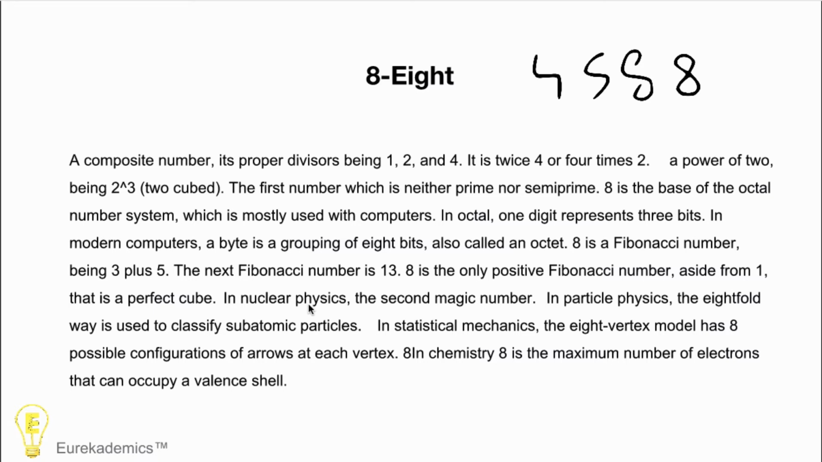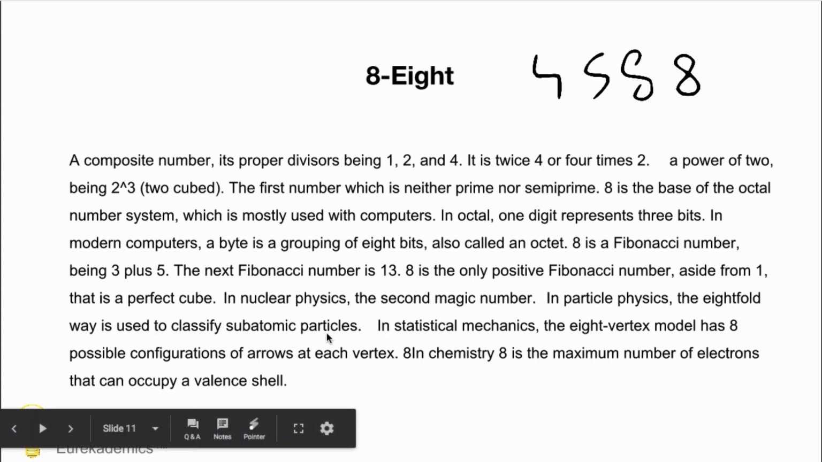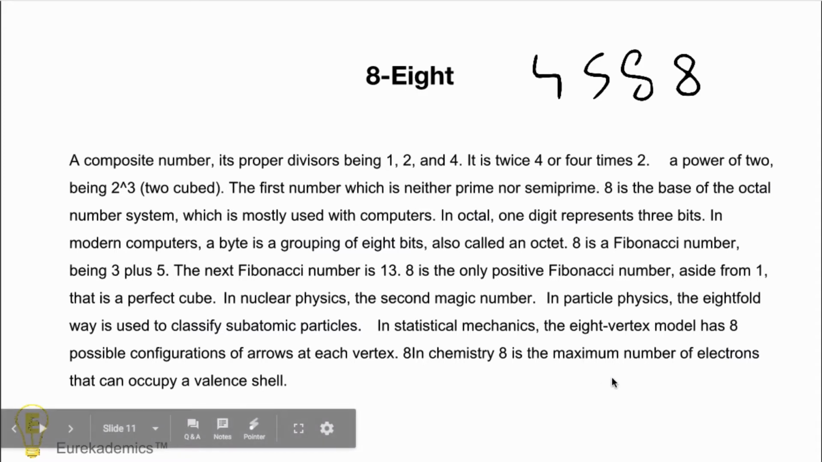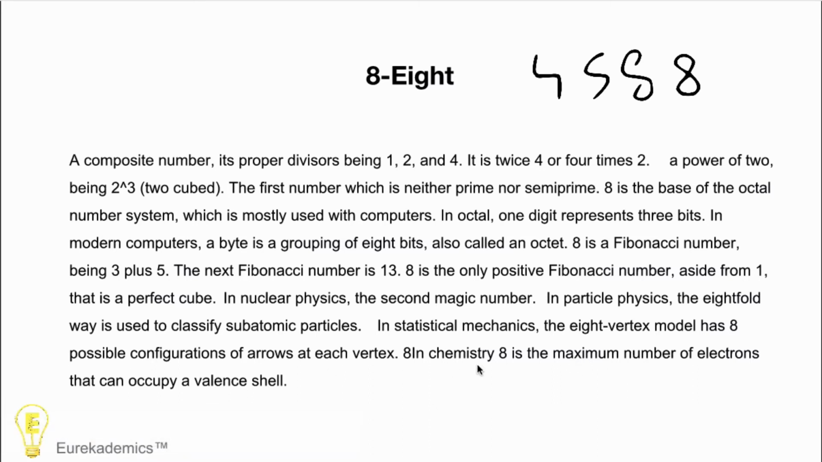In nuclear physics, it's the second magic number. In particle physics, the eightfold way is used to classify subatomic particles. In statistical mechanics, the 8-vertex model has 8 possible configurations of arrows at each vertex. And in chemistry, 8 is the maximum number of electrons that occupy a valence shell. So 8 is great for chemistry.